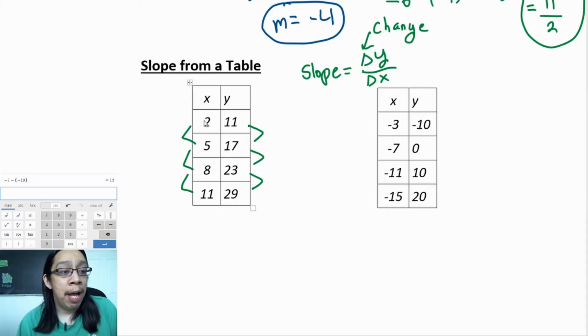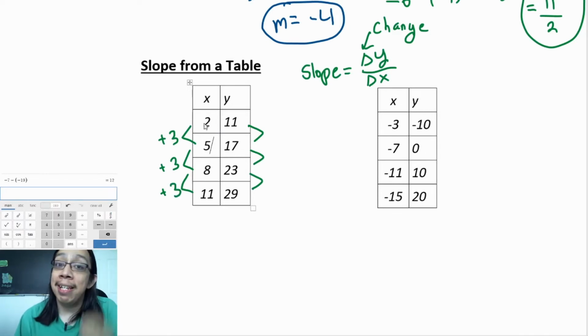So think about how much your x's are changing by. Well, my x's are always going up, so that means that we're adding something each time. But by what number are we adding each time? Well, from 2 to 5, that's a difference of 3, so that means I'm adding 3. Is that true for the next one? Well, 5 to 8, that's again plus 3, and from 8 to 11, again that's plus 3. So there's a consistent plus 3 across my x's.